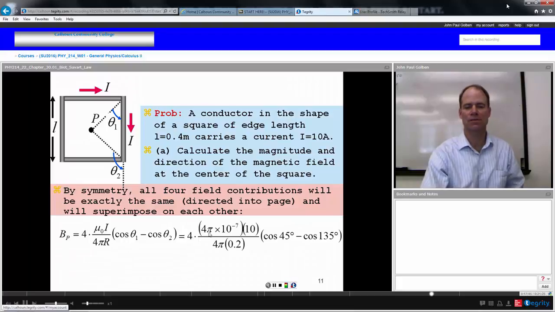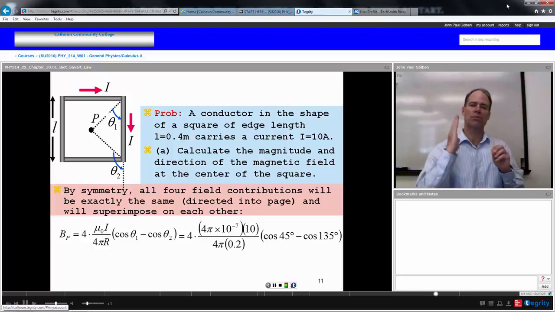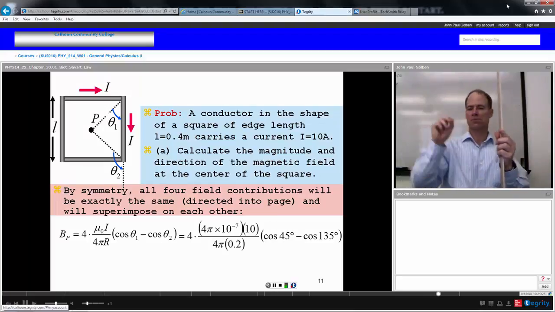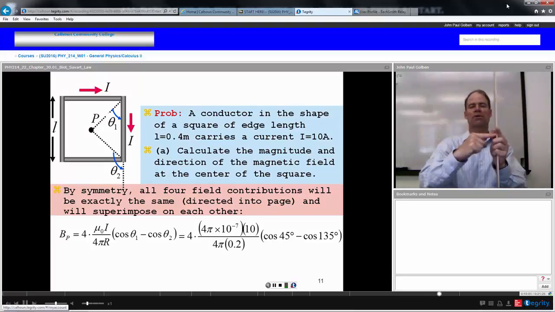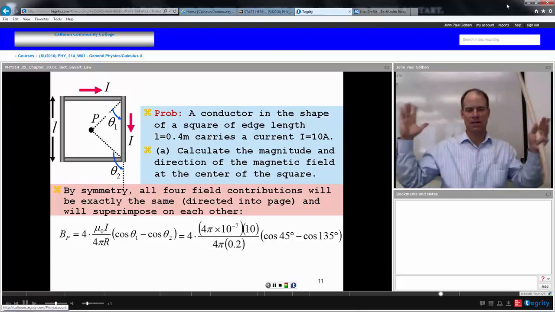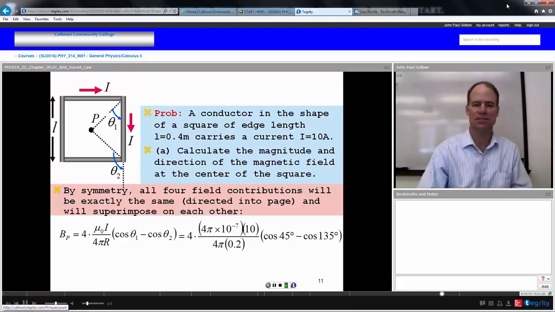In other words, this is going to be 4 times mu naught, 4 pi times 10 to the minus 7, times 10 amps for the current, over 4 pi. R is the pure perpendicular distance to the line of action of the current. The line of action of the current is going this way. R is this pure distance from point P perpendicular to that line of action. In this case, it's going to be half the distance of a side length, so that's going to be 0.2 meters.